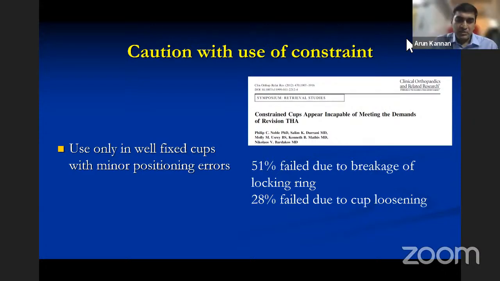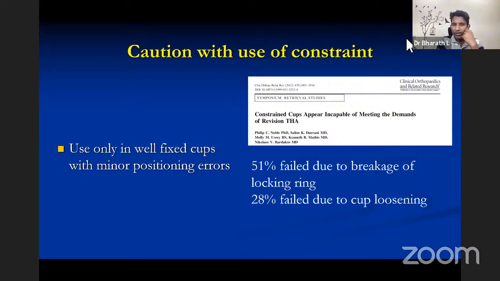I think in my hands, I will use it only when the cup is well fixed. If the cup is really well fixed and osteo-integrated, with minor positioning errors. Meaning, let's say there is more capsular deficiency in a revision scenario, where it is not an extremely malpositioned cup but a well-fixed cup with minor positioning errors, where you cannot get in a dual mobility liner.